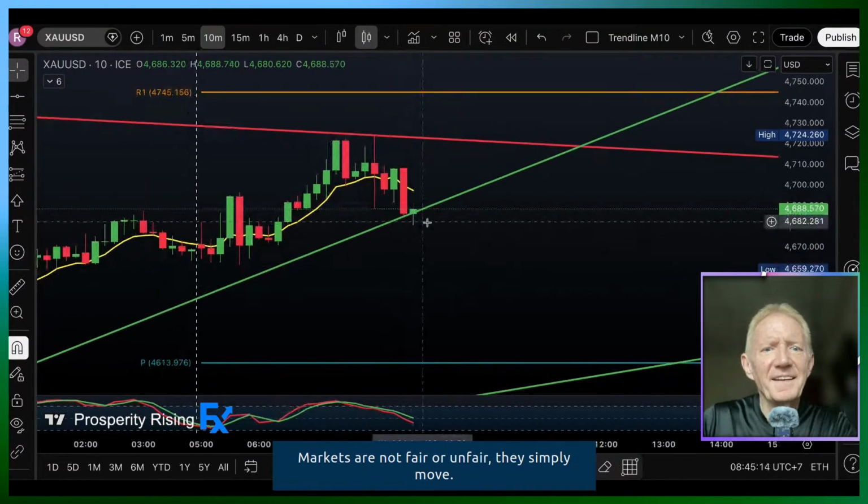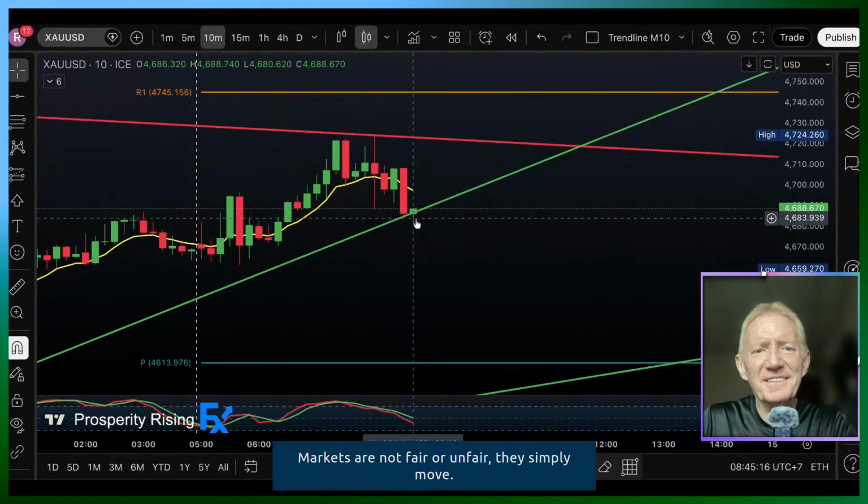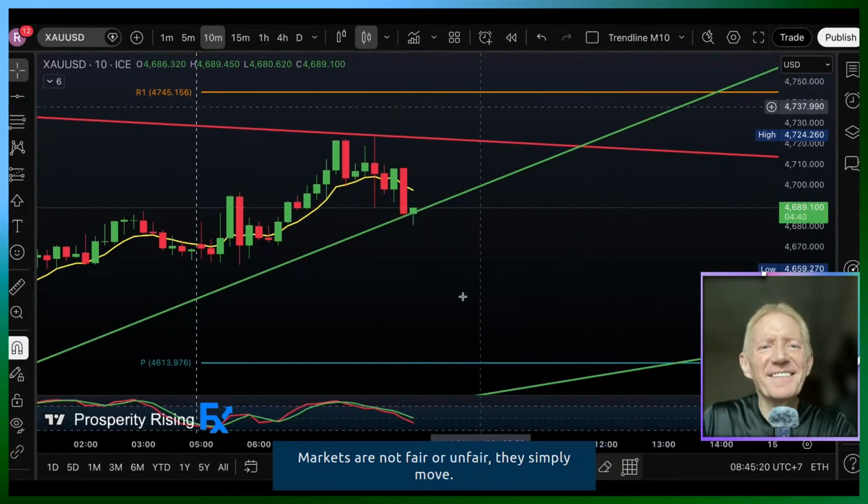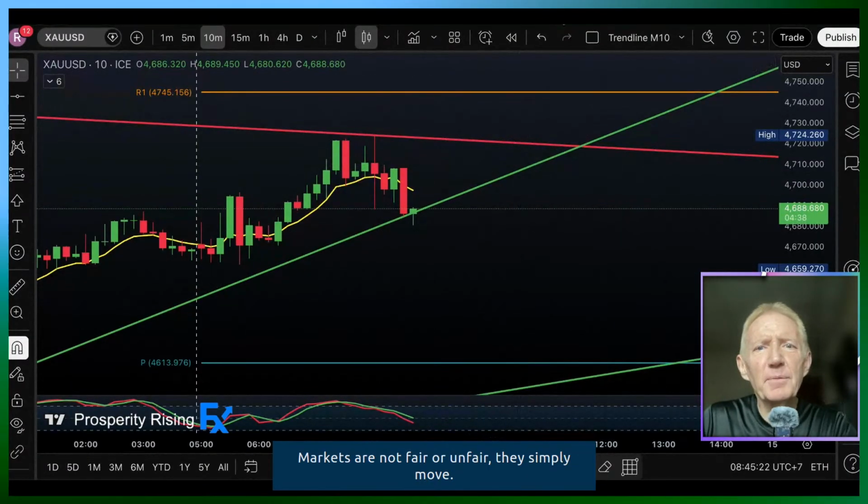Hmm. Just came down, hit my stop loss, and it's starting to go back up. I know some people will be screaming, the market's not fair. It's not fair. But the markets are not fair or unfair. They simply move. And after you take the trade, you are at the mercy of the market.